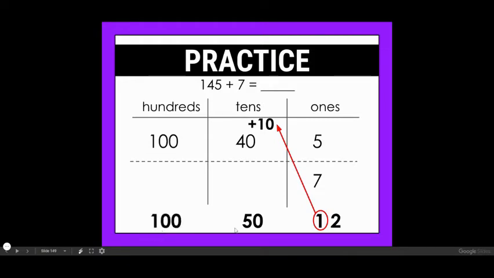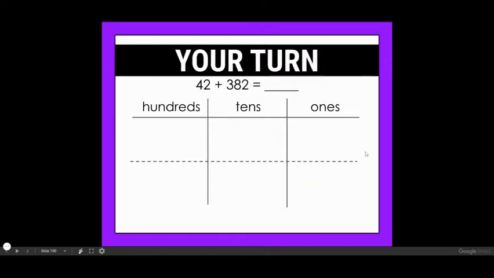So now remember how this is kind of like our expanded form. So I can look at this as 100 plus 50 plus 2, not 12 because I already used my 10 in my tens. So 100 plus 50 plus 2, that means my sum is 152. Okay, so now it's your turn to do it with me.